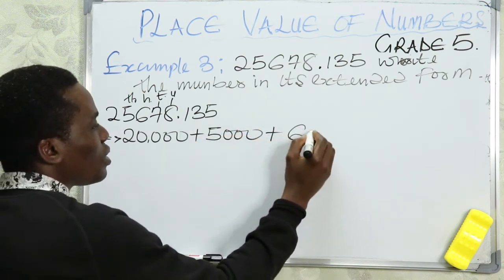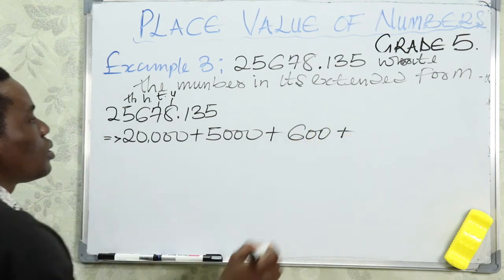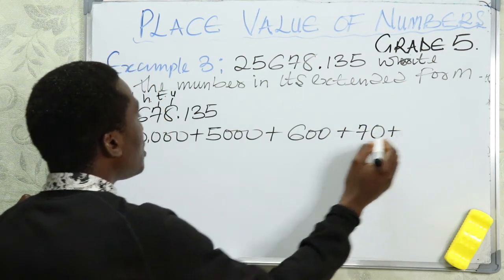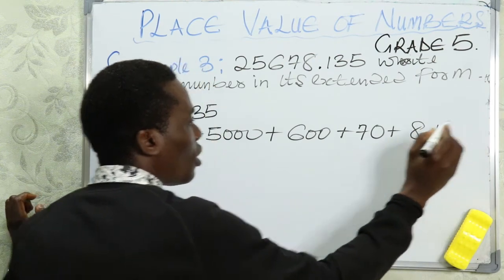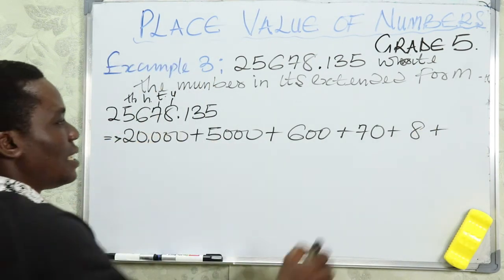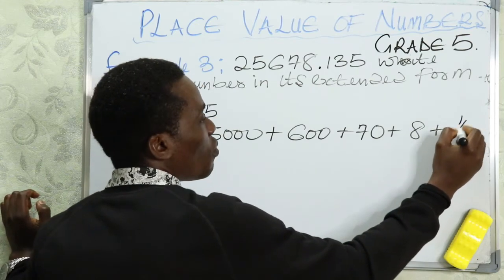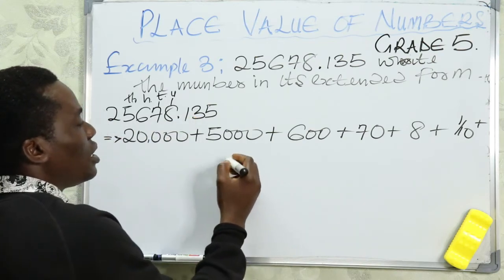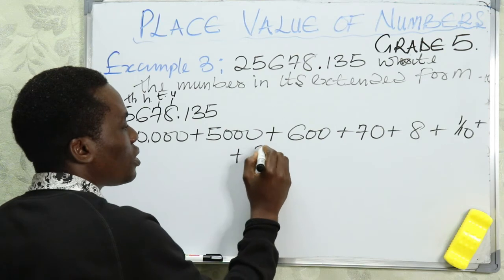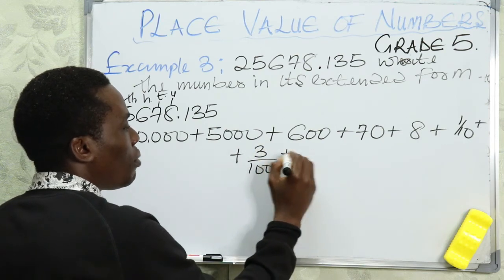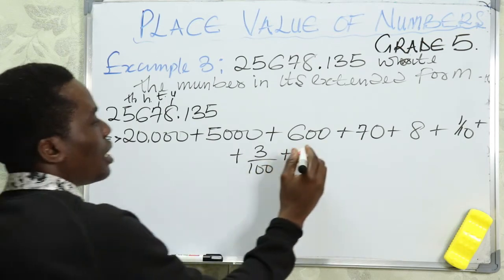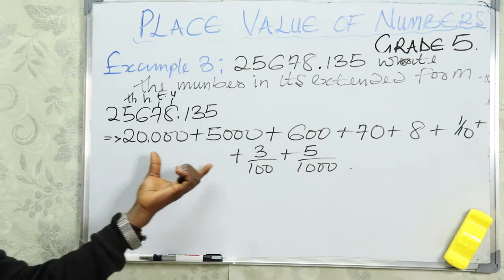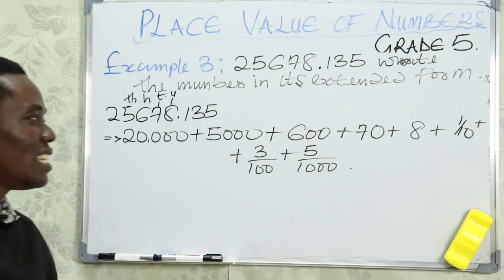6 is in the hundred. That will be 600 plus 7 is in the tens. That will be 70 plus 8 is in the unit. That will be 8 plus 1 is in the tenths. That will be 1 over 10 plus 3 is in the hundredths, and that will be 3 over 100 plus 5 is in the thousandths, and that will be 5 over 1,000. So you see, all these numbers have been written in their extended form.